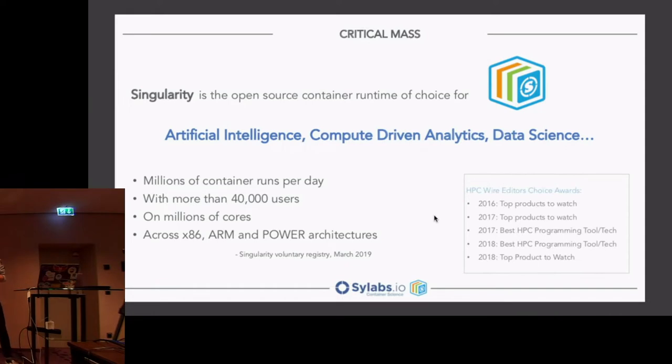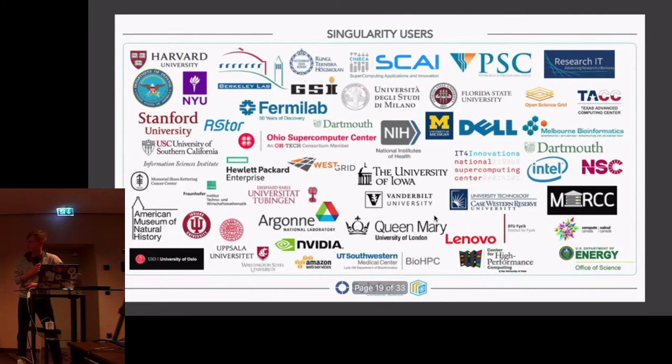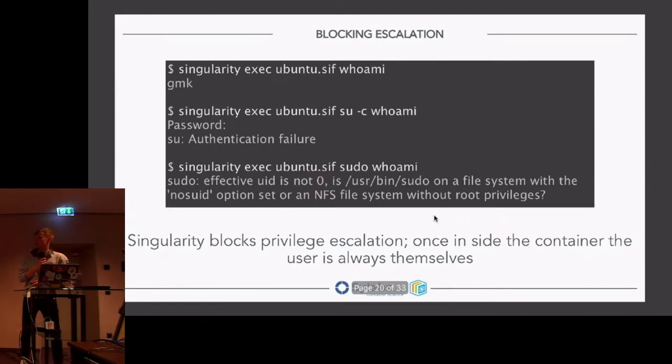So some kind of interesting stats. We're seeing millions of container runs per day with Singularity. On the WLCG, the Worldwide LHC Computing Grid, they're running over 1 million jobs on Singularity every single day as well. 40,000 users, millions of cores. We're supporting x86, ARM, PowerPC as well. We've won a couple HPC Wire awards. All these fine folks are using Singularity Runtime.